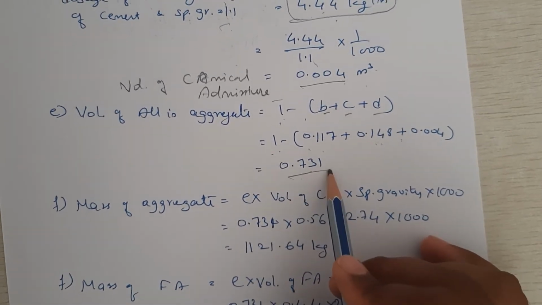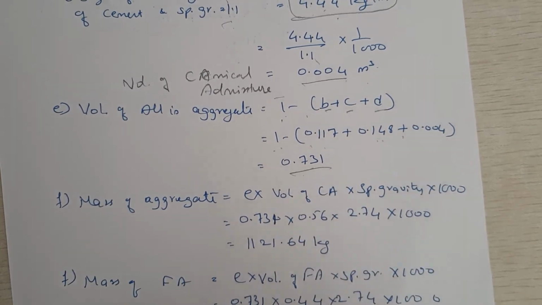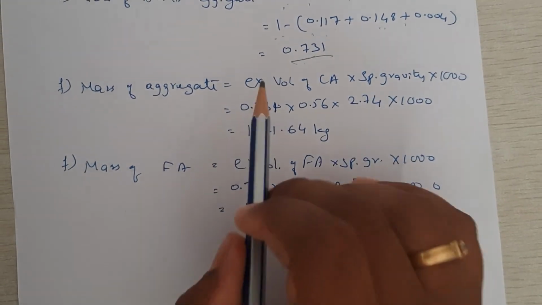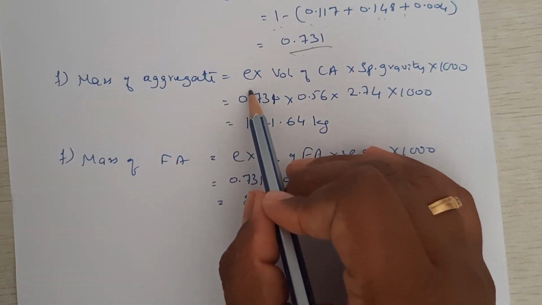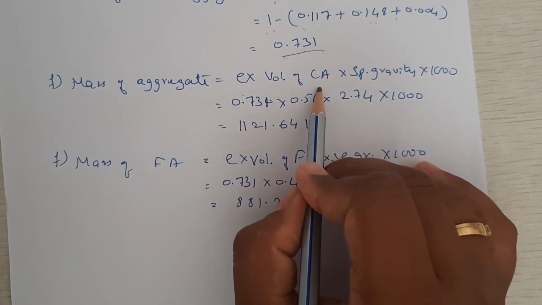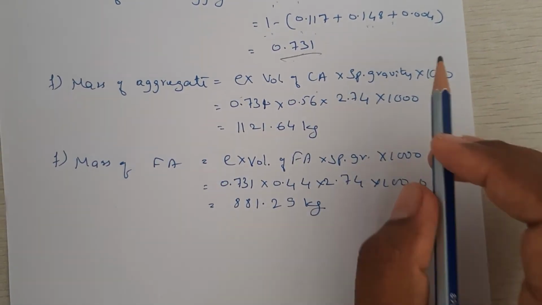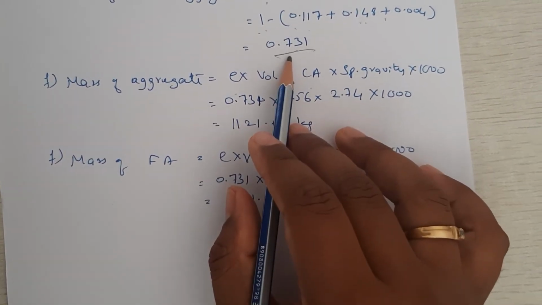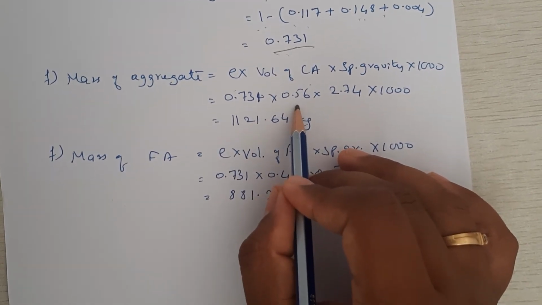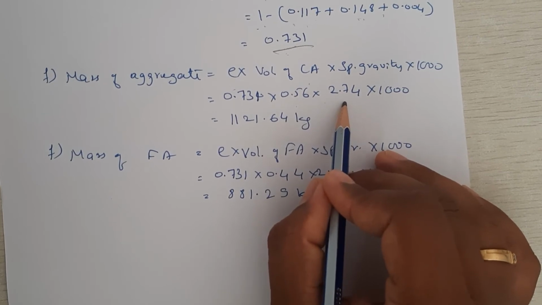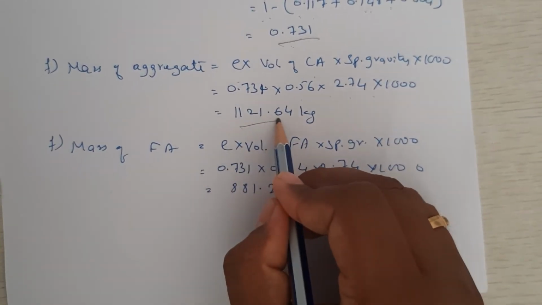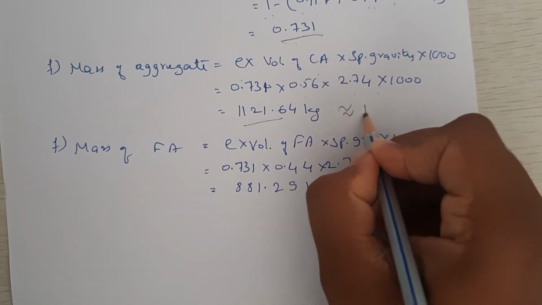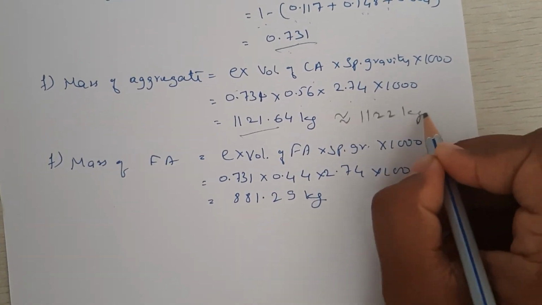So from this all-in aggregates volume, I calculate the mass of the aggregates, right? To calculate the mass of the aggregates, we have the all-in aggregate value, the volume of the coarse aggregate, which is calculated in previous steps, the specific gravity, and 1000. So that is 0.731 into 0.56, that is the volume of the coarse aggregate, into the specific gravity of the coarse aggregate, and into 1000. So it will become 1121, or you can say nearly equal to 1122 kg per meter cube.